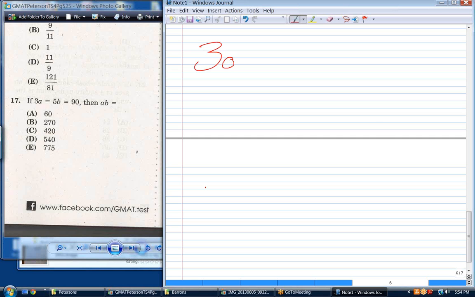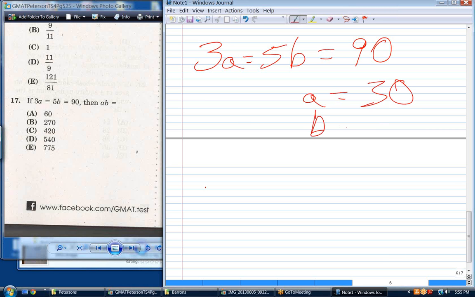Okay, so if 3a is equal to 5b is equal to 90, I would say 3a is equal to 90. So A is equal to what? 30. And B is equal to what?